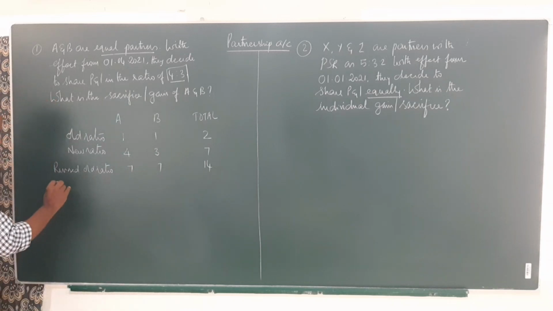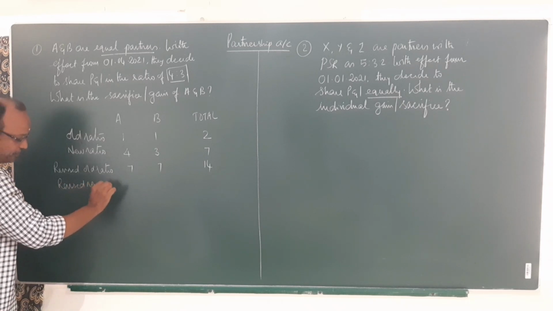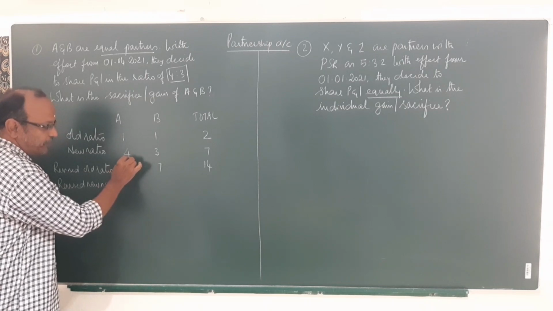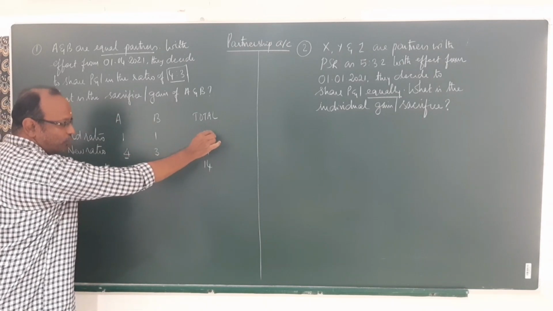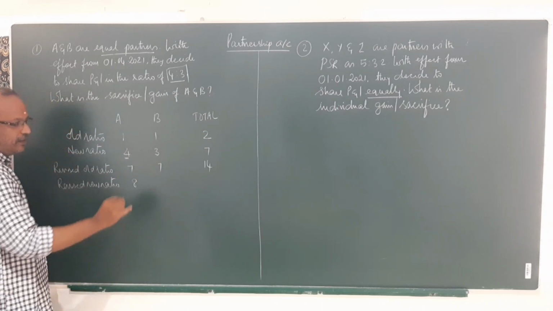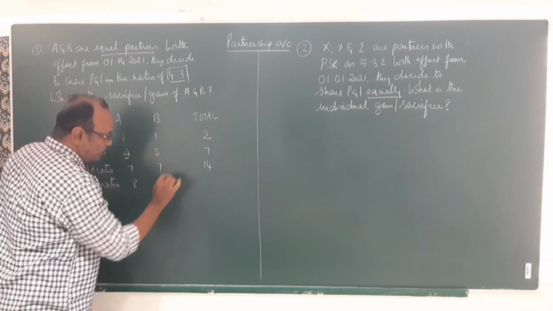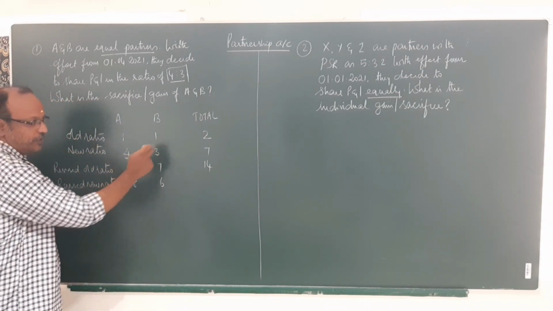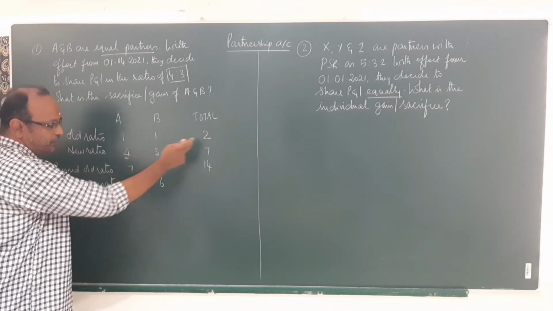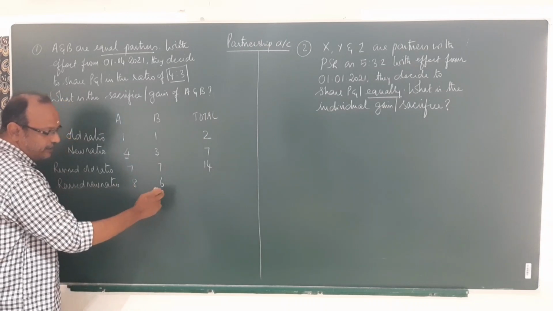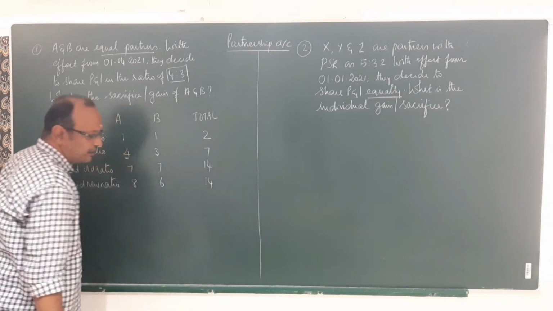Right. The next one, revised new ratio. What is revised new ratio? Their new ratio multiplied by the old total. 4 multiplied by 2 is 8. 3 multiplied by 2 is 6. Right? We are multiplying what? New ratio and the old total. 4 into 2 is 8. 3 multiplied by 2 is 6. And again the total will be 14.